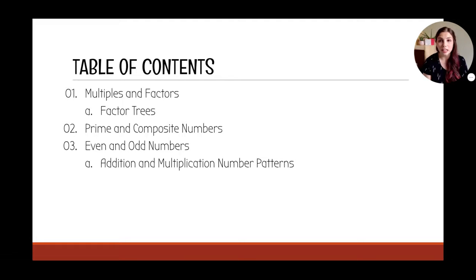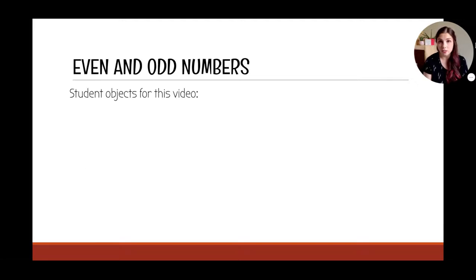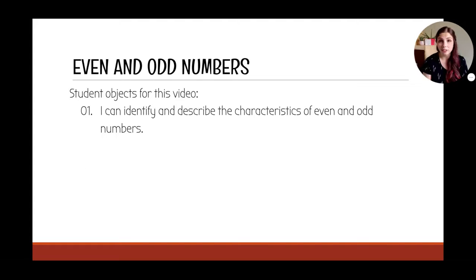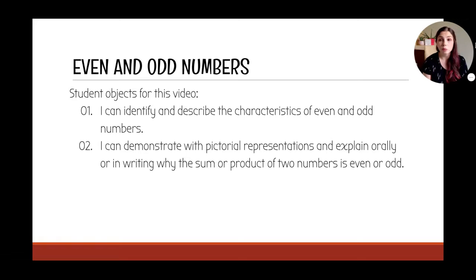Today, we are going to look at even and odd numbers, and we're going to take a look at some number patterns when we add and multiply even and odd numbers together. At the end of this video, you will be able to identify and describe the characteristics of even and odd numbers, and you will be able to demonstrate with pictures and explain out loud or in writing why the sum or product of two numbers is either even or odd.